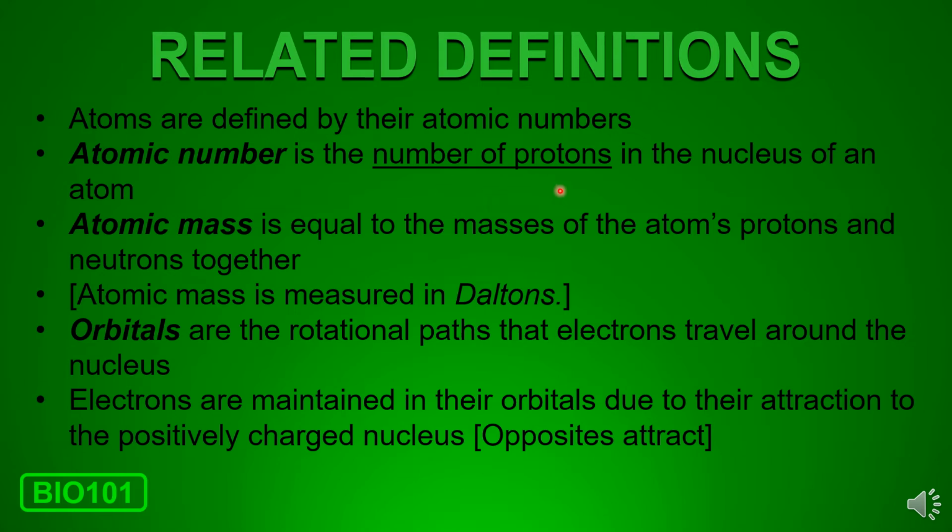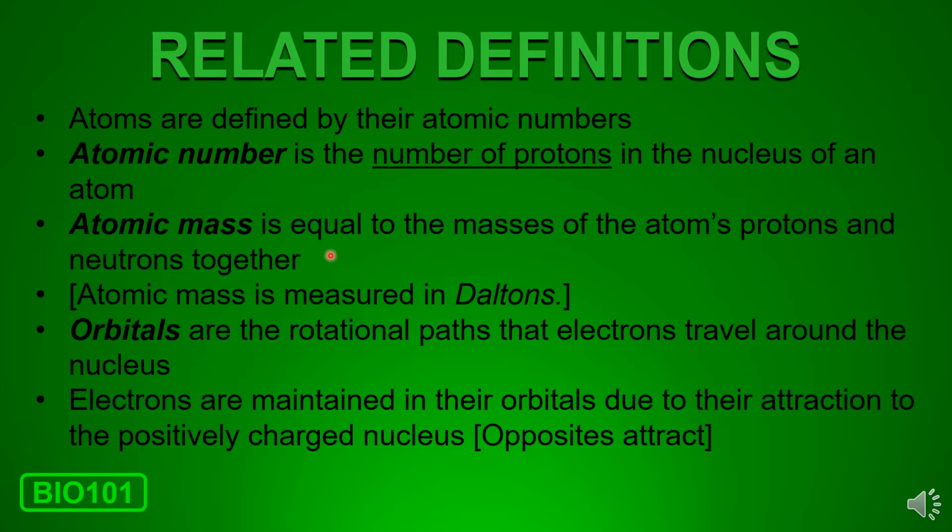So atoms are defined by their atomic numbers. The atomic number then is the number of protons in the nucleus of an atom. So you'll always see this in the periodic table as an element is represented. You'll see the atomic number always there. It's the number of protons, the number of positive charges. The atomic mass then is equal to, now we're talking about the nucleus here, the core, the masses of the protons and the neutrons together. As I said, roughly the same mass in a proton as in a neutron.